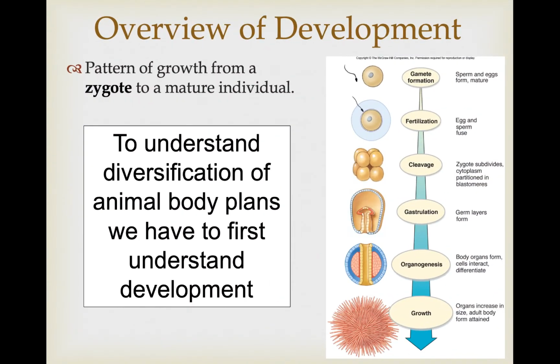All right, well, to really understand what can happen during development when you get to this stage of having endoderm and ectoderm and mesoderm, we need to understand the processes that happen during development. So we're going to start off by talking about what happens from a fertilized zygote to different developmental stages and how changes in each developmental stage can help us understand animal evolution itself.